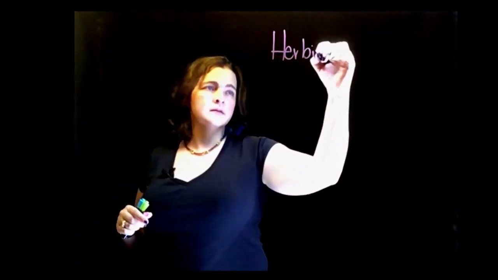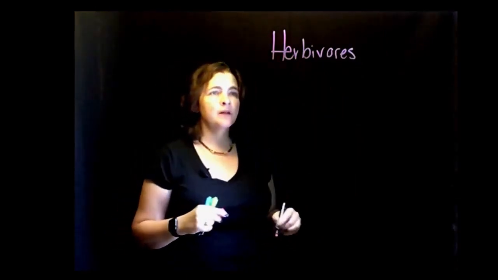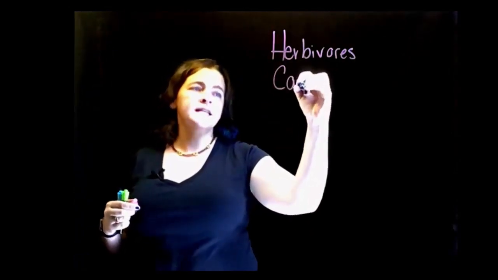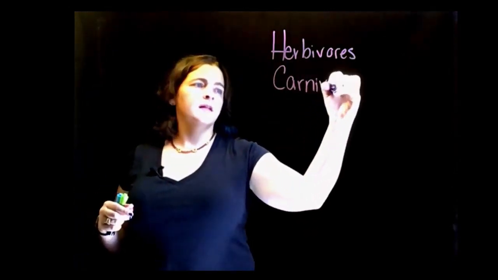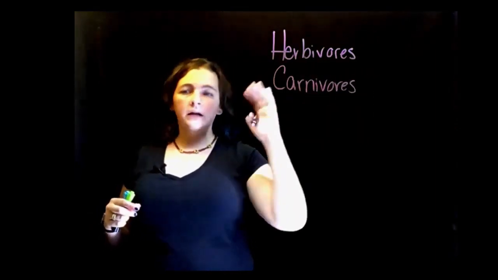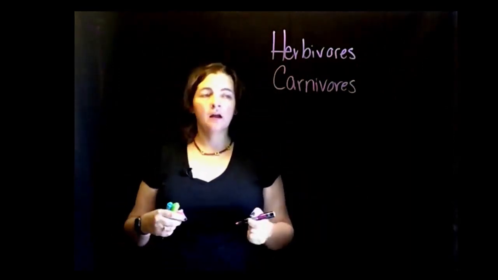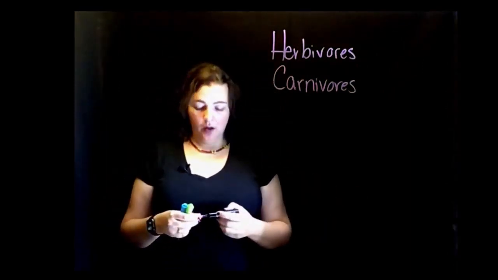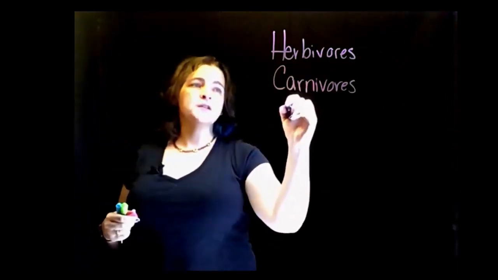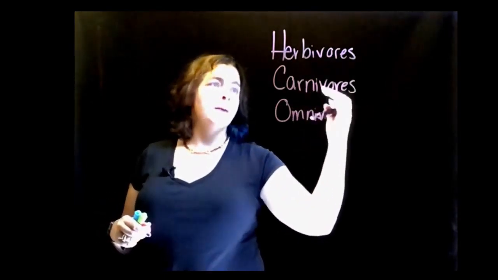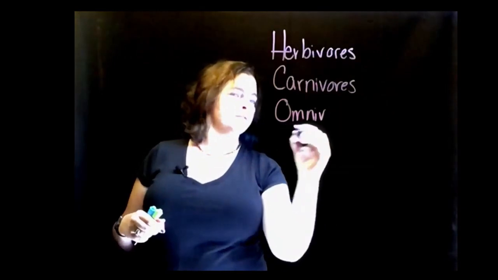First one is herbivore. Herbivores eat plants. So they're going to be the ones that eat our producers in the food chain. They're generally the first consumer on a food chain. Then we have carnivores. Carnivores eat meat. They're going to be preying on another species. They could eat herbivores or they could eat other carnivores depending on where they are in the food chain. We also have omnivores. Omnivores are both herbivores and carnivores. They eat both meat and plant life.